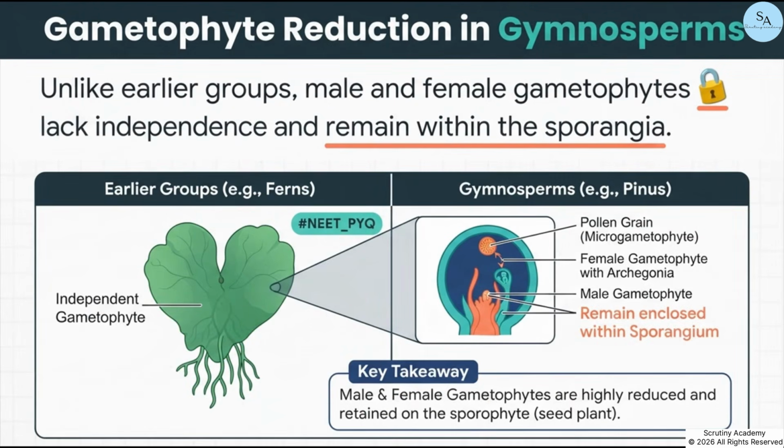Quick concept check here to make sure you're tracking the evolutionary trend. In Bryophytes, the gametophyte was dominant. In Pteridophytes, it was small but independent, but in Gymnosperms, the male and female gametophytes do not have an independent, free-living existence at all. None. They are entirely dependent, retained safely within the sporangia right on the sporophyte itself.